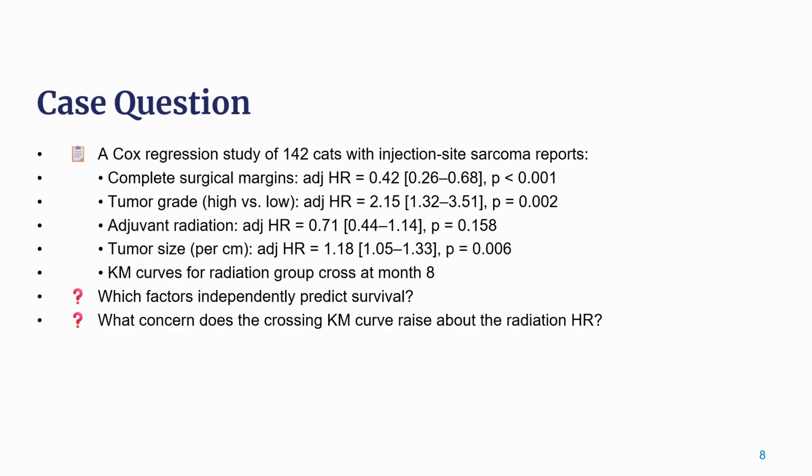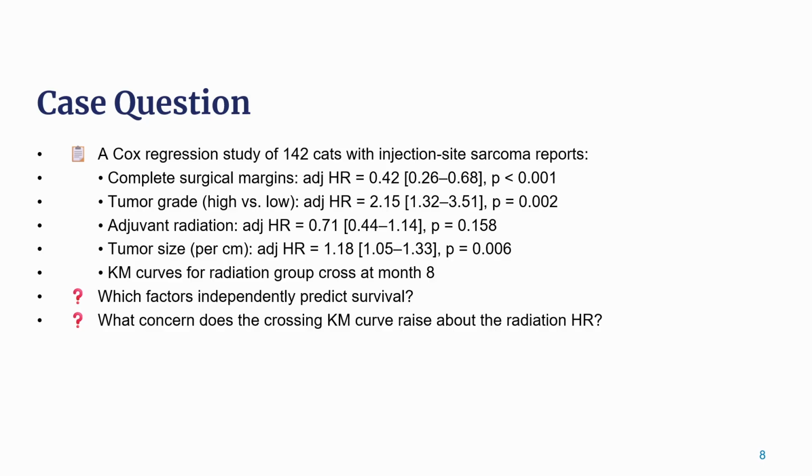Tumor grade, HR equals 2.15, CI 1.32 to 3.51, P value 0.002. High-grade tumors have more than double the hazard rate compared to low-grade, a strongly significant risk factor.